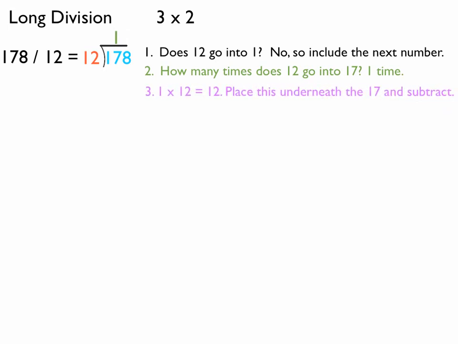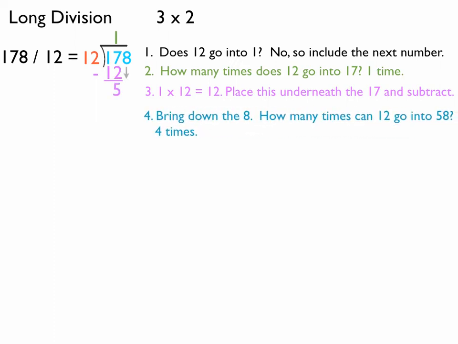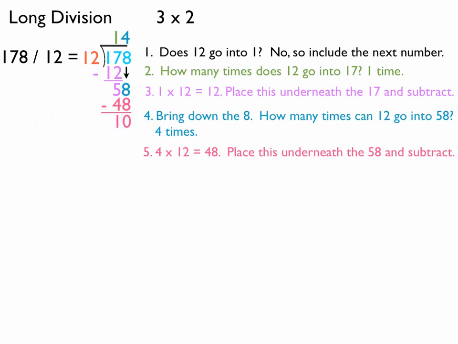And 1 times 12 gives me 12, so I'm going to place this underneath the 17 and subtract, which will give me 5. The next thing I need to do is bring down the 8. So, how many times can 12 go into 58? Well, 4 times it looks like. So let's try 4. 4 times 12 is equal to 48. So I'm going to place this underneath the 58 and subtract. That's going to give me 10. There's nothing left to bring down, so that 10 is actually going to be my remainder. So, 178 divided by 12 is equal to 14, remainder 10. And that's my final answer.